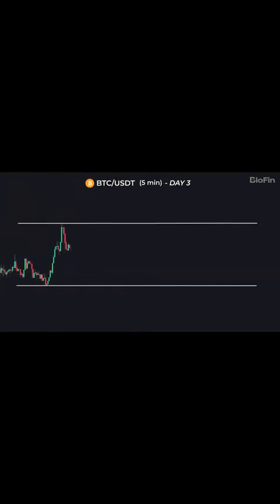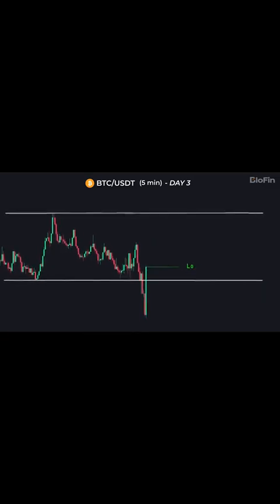Now moving on to the next day. Again, we have the 4-hour range marked. Price broke below and closed under the range low, but then came back inside. That gave us a long entry. Stop loss goes at the lows, take profit at 2 times risk.